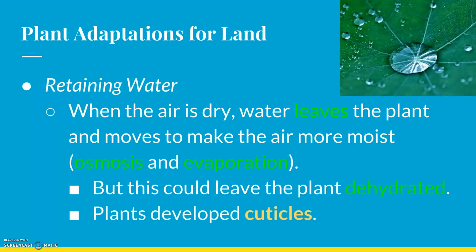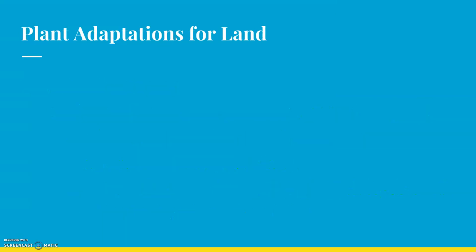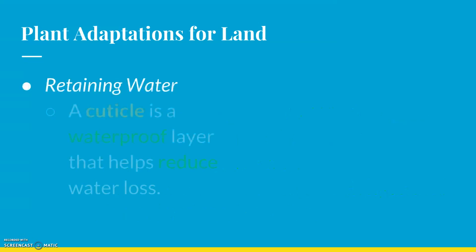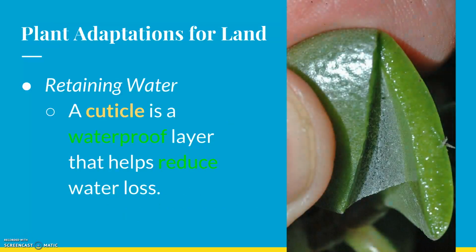So they have developed something called a cuticle. And if you've ever gotten a manicure, you know that we have cuticles at the bottom of our fingernails, but it's not the same thing. So a cuticle is a waterproof layer that helps reduce water loss in a plant.